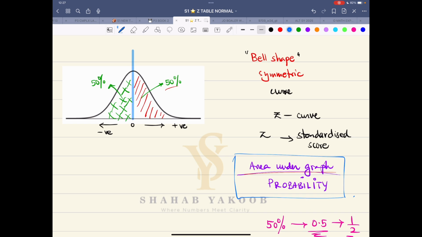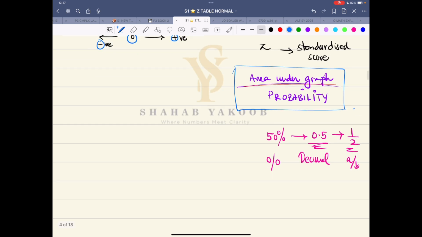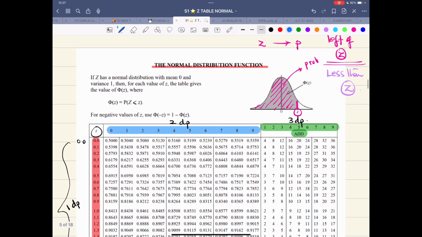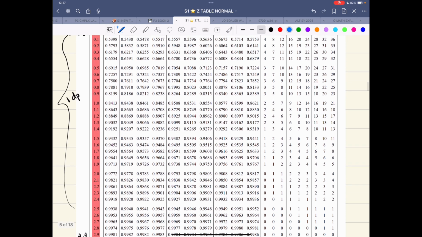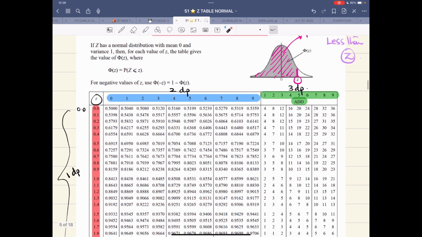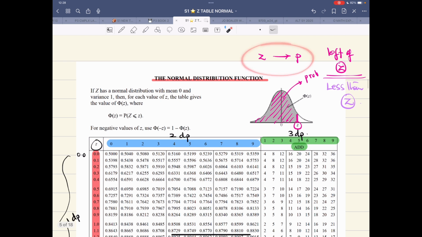Since it is symmetric, 50% lies on the left, 50% lies on the right. This z value is 0, positive values on the right, negative values on the left. I'll be working in percentage and decimal and fractions. This is the normal distribution curve. This is the 1 decimal place value. This is the second decimal place value. This is the third. Our focus is to use this table to use the value of z to find the value of p for right now. Later on, we'll be using p to find z.